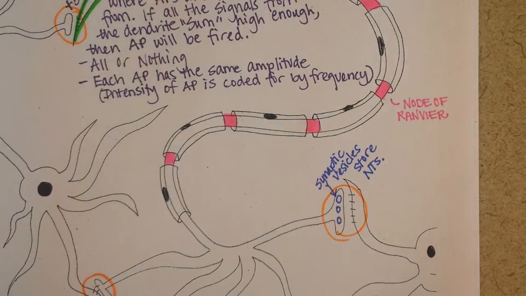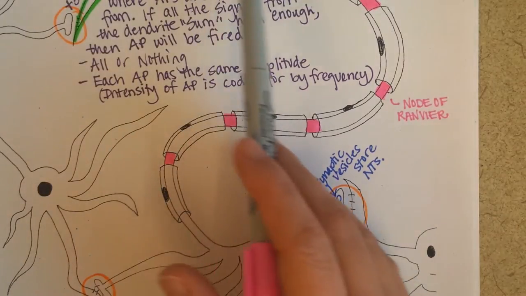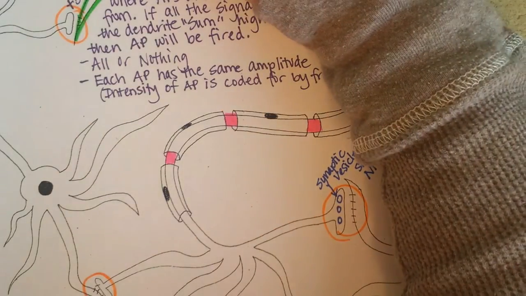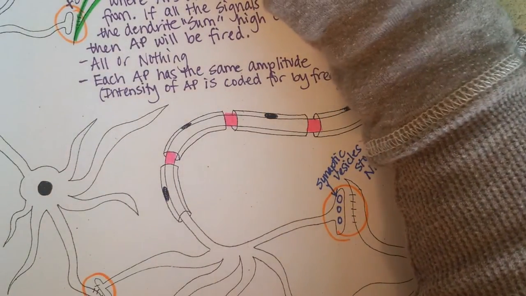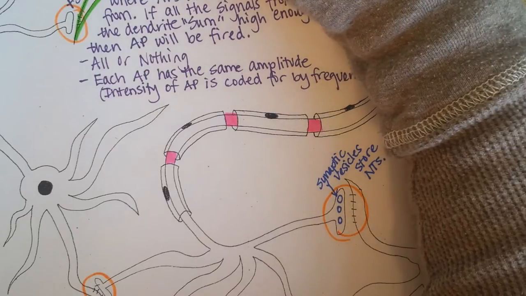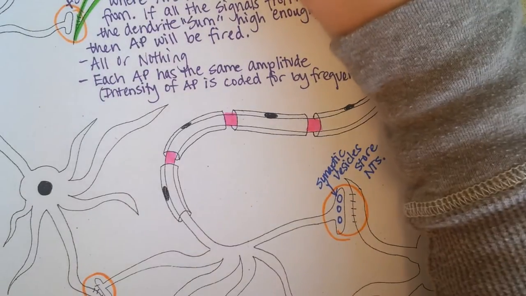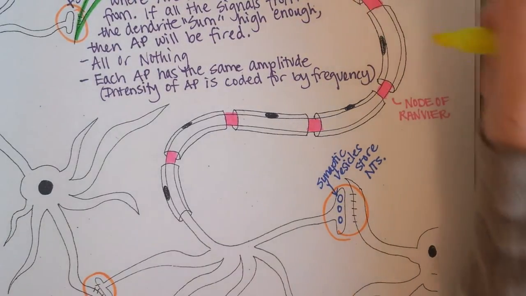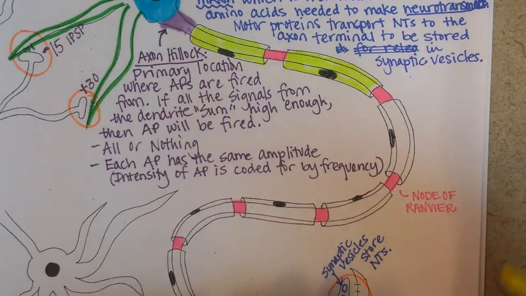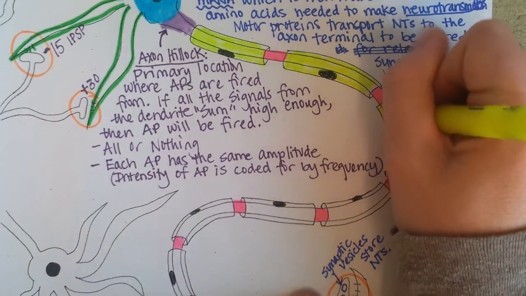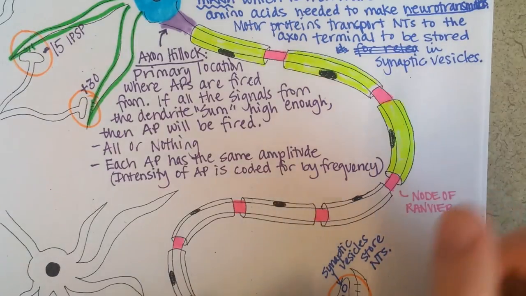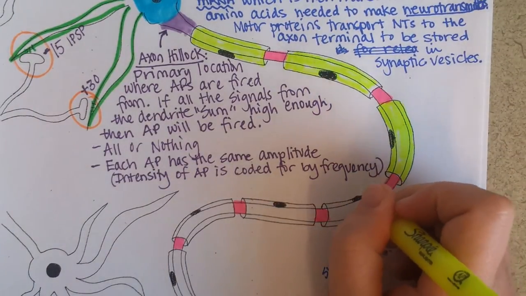Good luck with that. And most of the axon, like I said, is covered in myelin, or fat. And of course, yellow would be a great color for fat, right? Do you remember the kind of cells that put this fat on the axons? In the central nervous system, they're called oligodendrocytes. And in the peripheral system, they're called Schwann cells. For this axon, I've drawn Schwann cells.